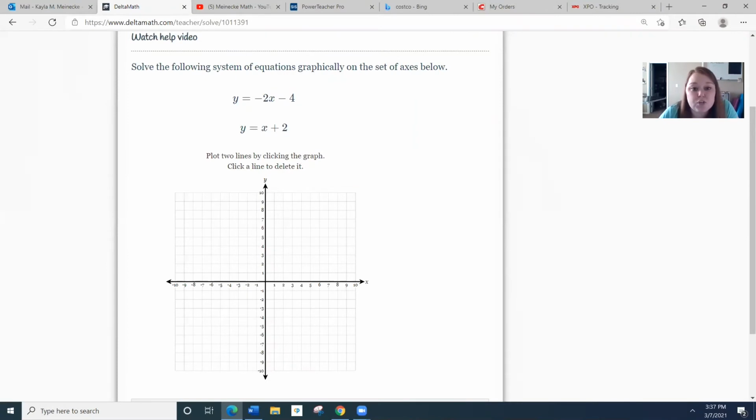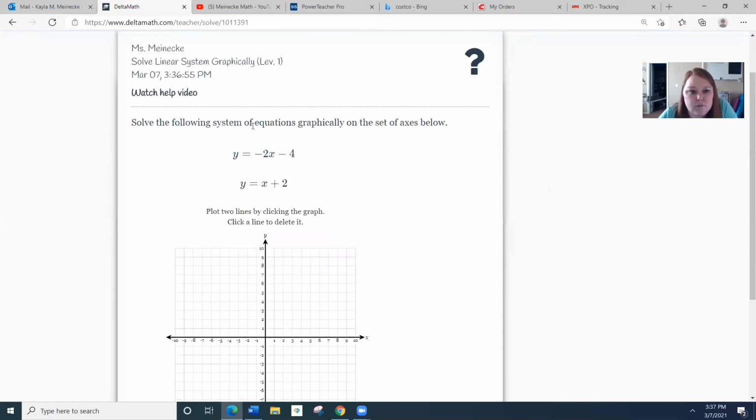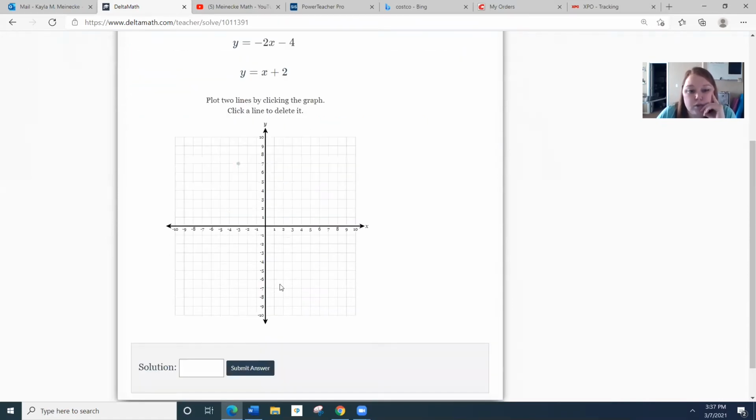Okay. So here is some Delta Math little practice. So here's what it will look like on Delta. Solve the following systems of equations graphically on the set of axes below. So we're going to graph the 2 lines, and then down here we write our answer. You need to make sure that you use parentheses around your x and y, or else Delta Math gets angry and I get angry.